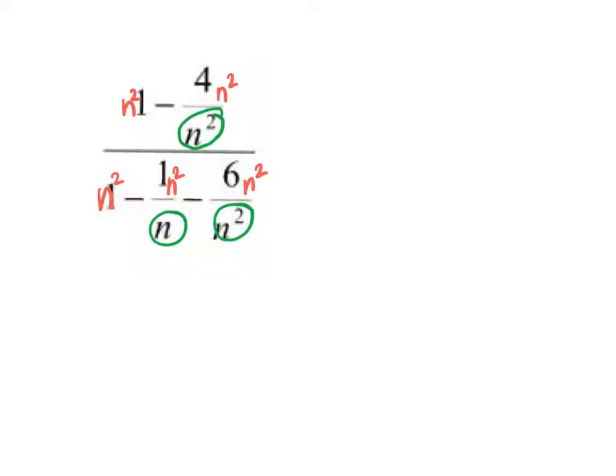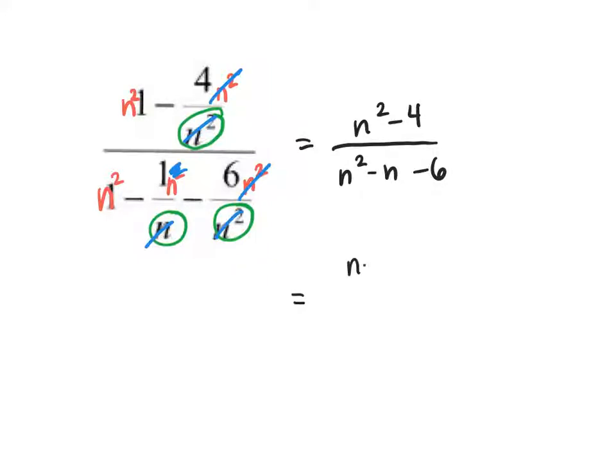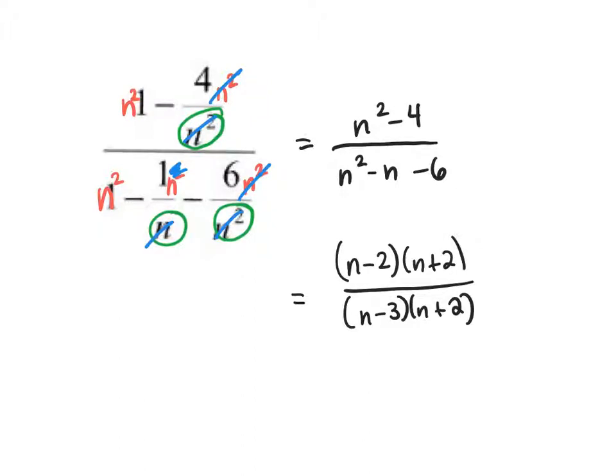To make this work, a bunch of stuff will cancel, n squared here. We have one n that will cancel here and both n's here. So that's going to simplify to n squared minus 4 over n squared minus n minus 6. So now we have a polynomial rational expression that can be factored. This is n minus 2, n plus 2. On the bottom, two numbers that multiply to negative 6 and add to negative 1 are n minus 3, n plus 2, which quite conveniently now you see will cancel out. So I'm simply left with n minus 2 over n minus 3.